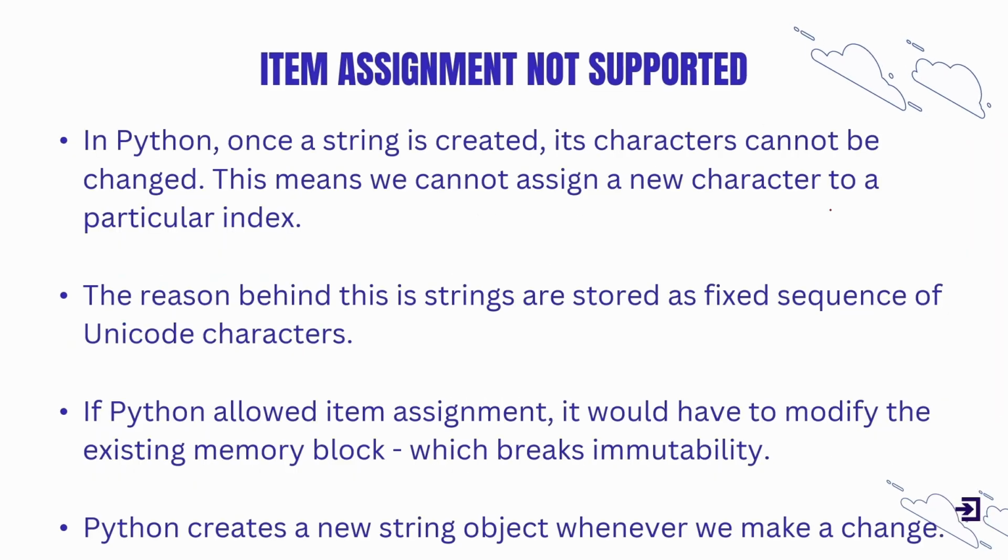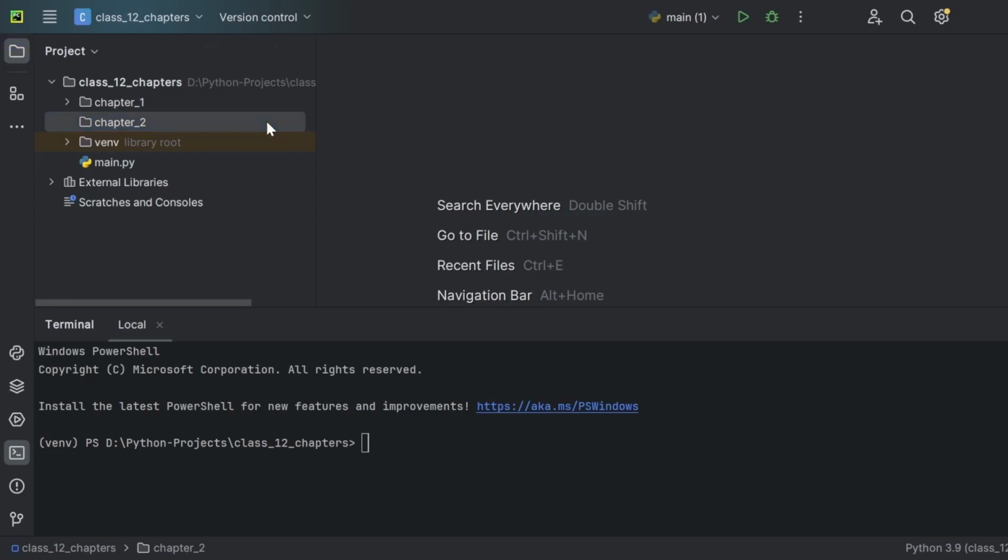Next is item assignment not supported. In Python, once a string is created, its characters cannot be changed. This means we cannot assign a new character to a particular index. I'll just show you with the help of an example on PyCharm. Let's create a new Python file. We'll call it strings item assignment.